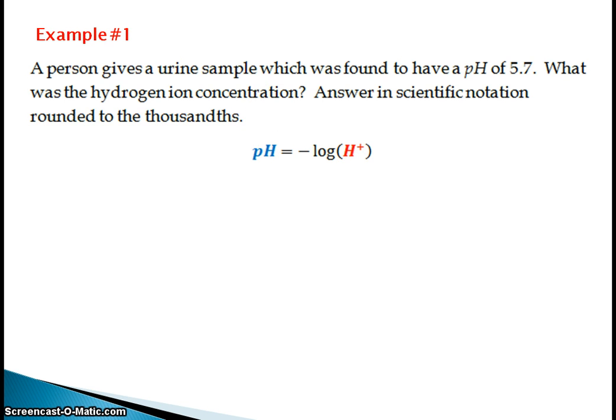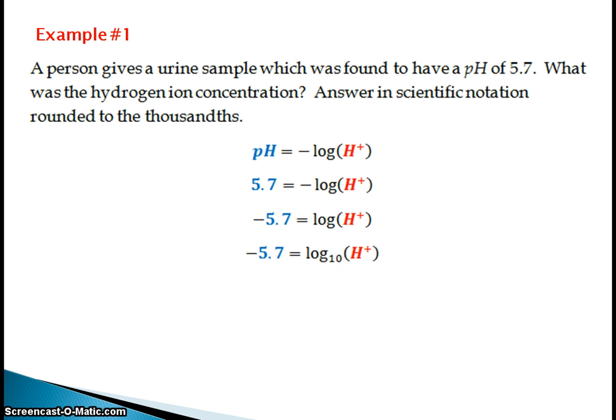Alright, so let's take a look. First, we're going to start by writing down that formula. That's always a good place to start. And then we're going to substitute the values in that we were given. We were given the pH level, so we substitute 5.7 in for that. Now we're going to solve for H plus. To do that, we need to isolate the log on the right side of the equation. We will divide both sides by -1. That gives us negative 5.7 is equal to log of H plus.